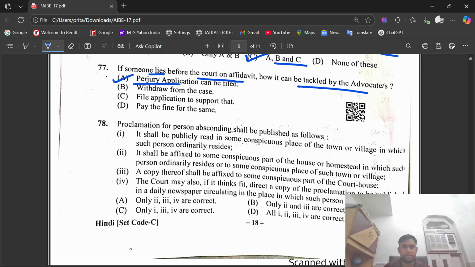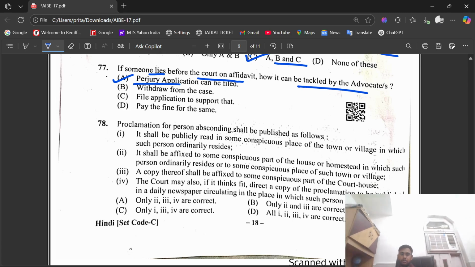I have to learn about this. This is a very interesting question. If your client has given false information on affidavit, how can that situation be dealt with by an advocate? So basically, it's saying that an advocate can file a perjury application, and it is going to work. So I have to see what a perjury application is.